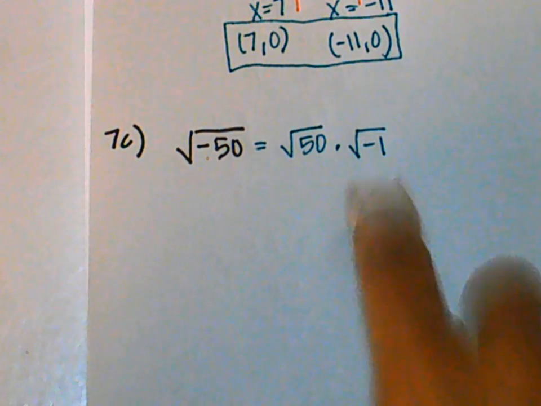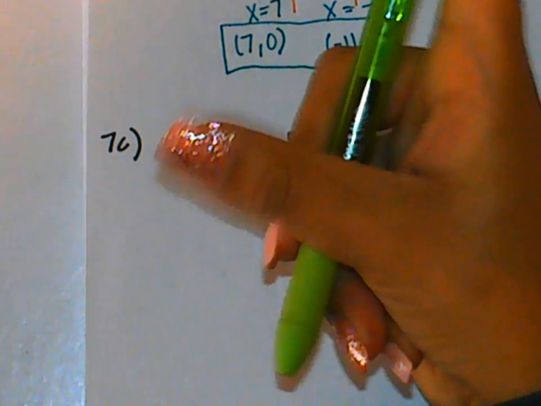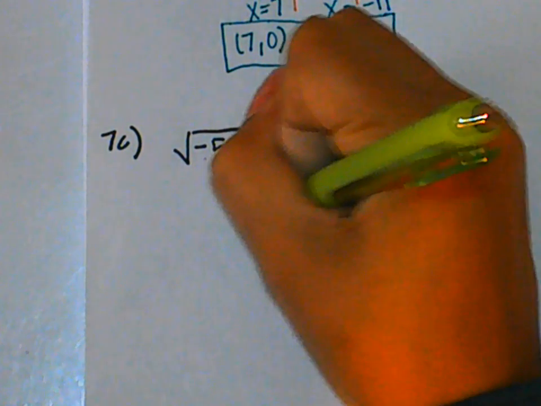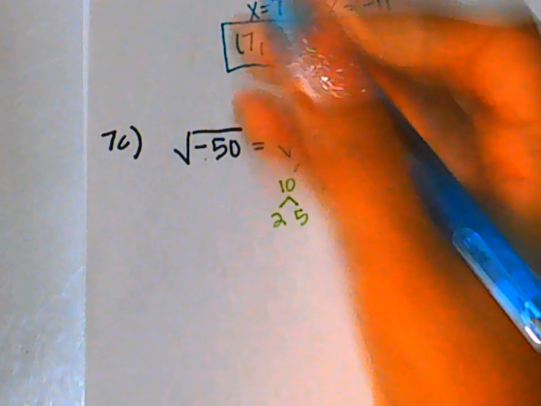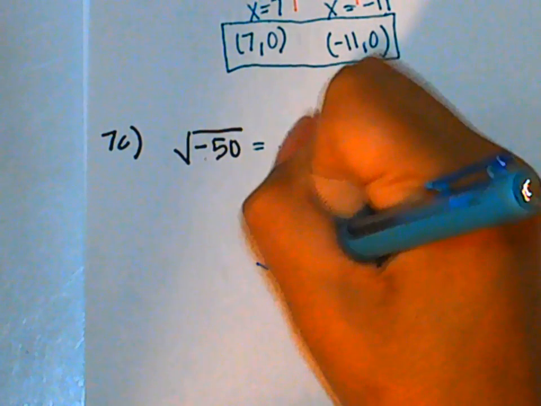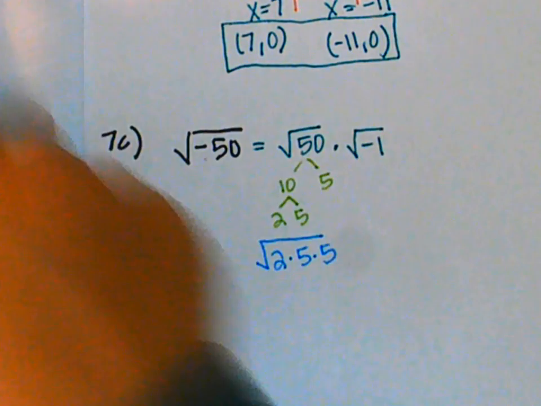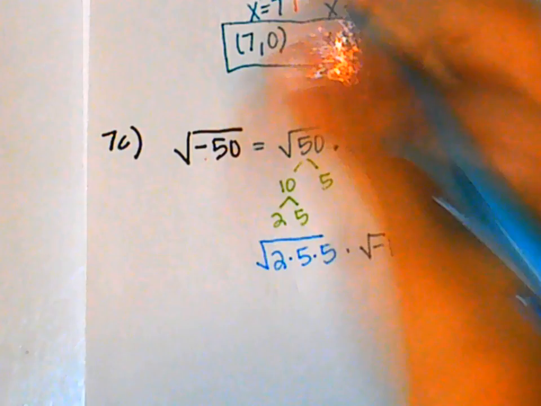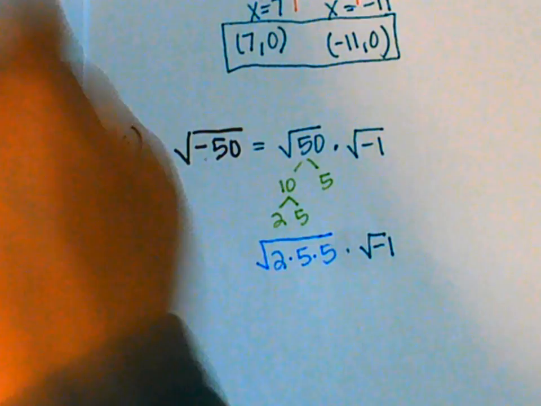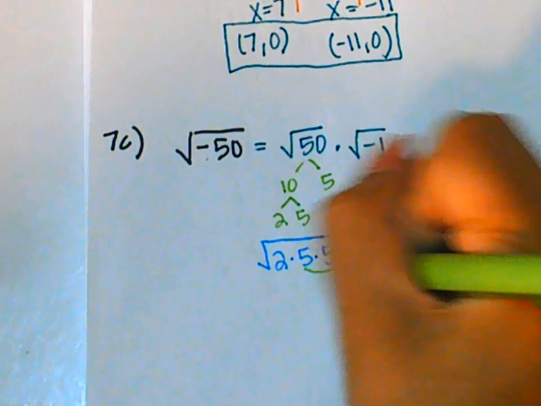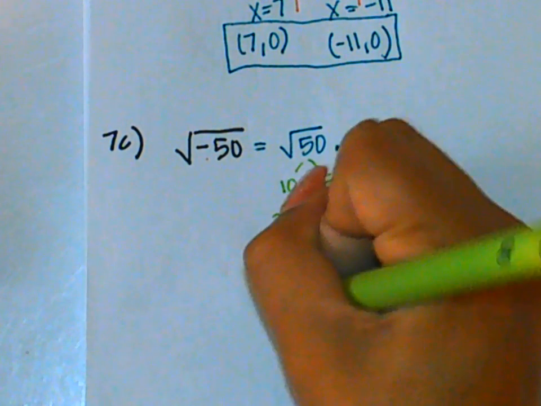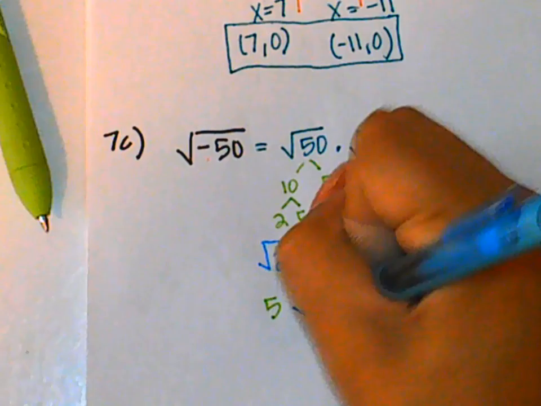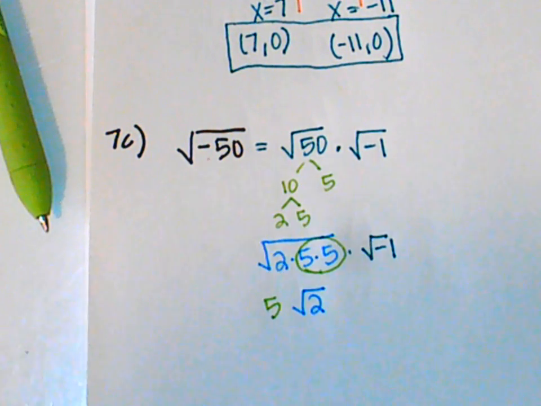So I'm going to break up 50 and I'm going to say, this is 10 times 5, which then is 2 times 5. So 50 is 2 times 5 times 5. And I'm just going to bring down that radical negative 1. Now, since this is the square root of something, that means I want groups of 2 of the same number to come out. So I have this 5. So 5 comes out. The 2 stays inside. It doesn't have anyone to pair up with to come out. So that stays like that.